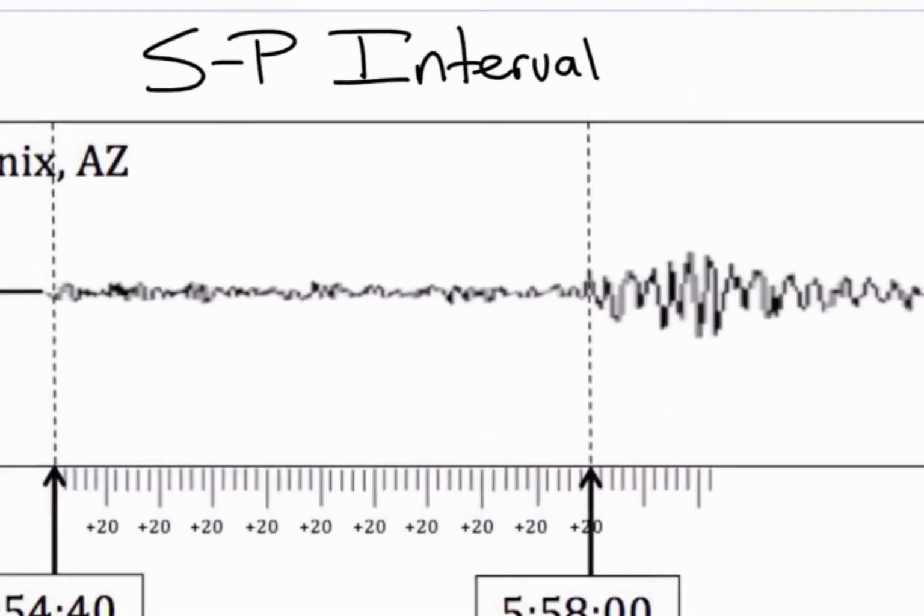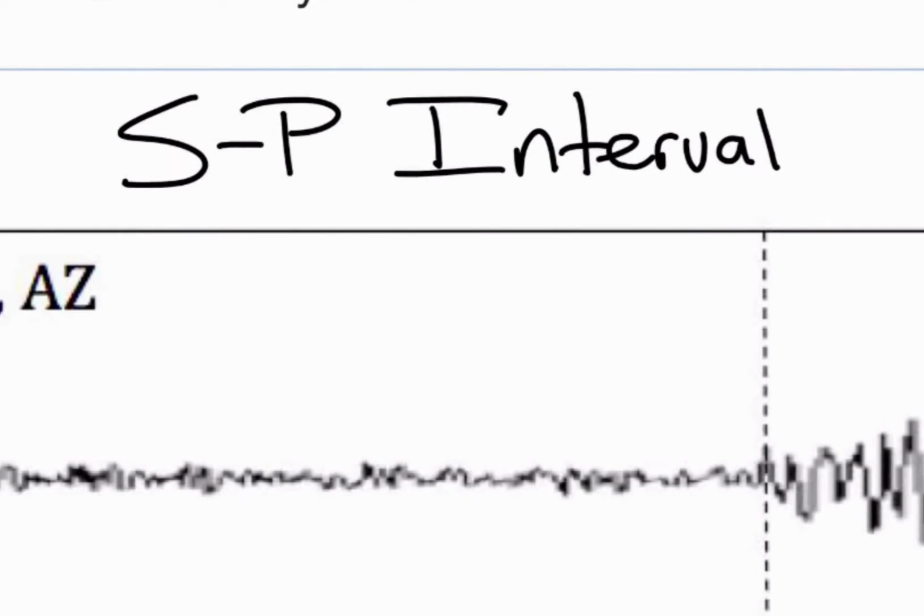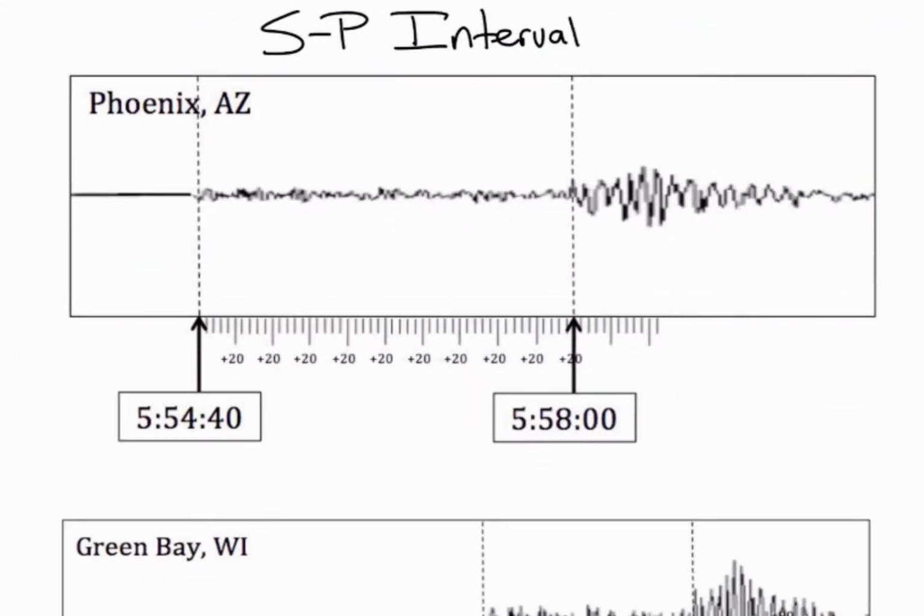Remember, this is called the S and P interval for a reason. The S wave is always a larger number. The P wave is always a smaller number. So I'm going to subtract the P wave from the S wave every time, and that way I don't wind up with a negative number. Let's go ahead and get started. I'm going to go ahead and write down the S wave time, and then I'll write down the P wave time, and we'll go from there.